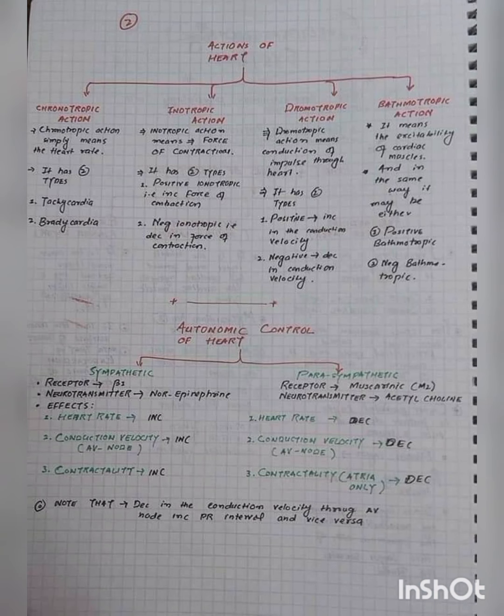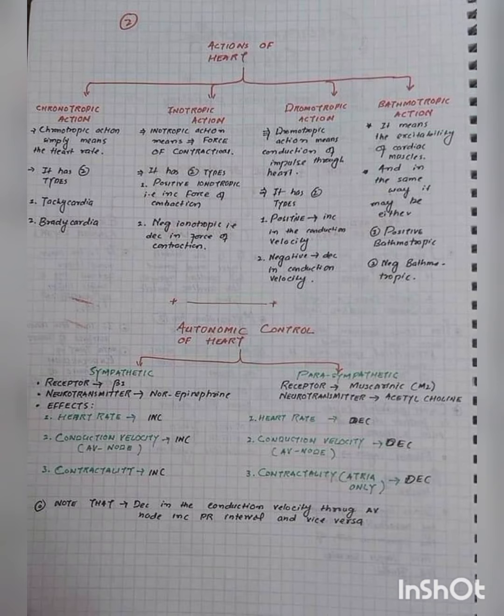Now the actions of the heart. Chronotropic action simply means the heart rate. It has two types: tachycardia and bradycardia. Inotropic action means force of contraction. It has two types. Number one, positive inotropic, that is increased force of contraction. Negative inotropic, that is decreased force of contraction.